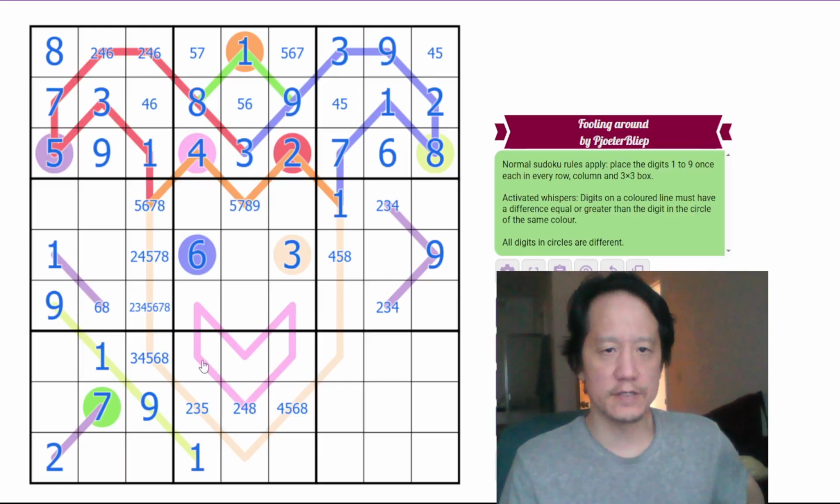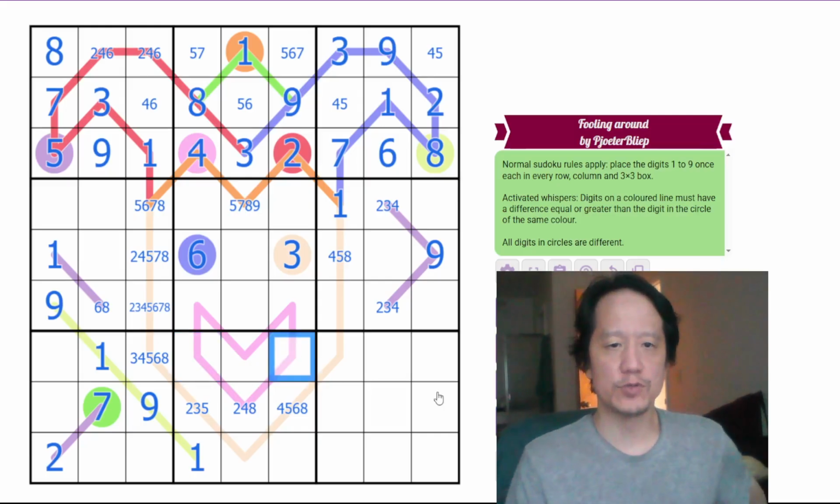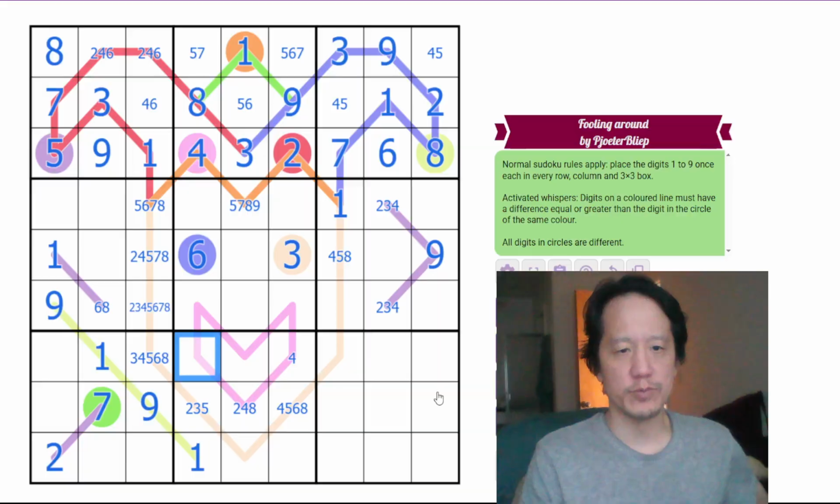If this is 8, this would have to be 2, 3, or 4. So this would be 4. And this would be 2 or 3 here. We're not sure which. If this is 4, obviously this is 8 and 9. So this could not be 8. This would be 9. This would be 8.